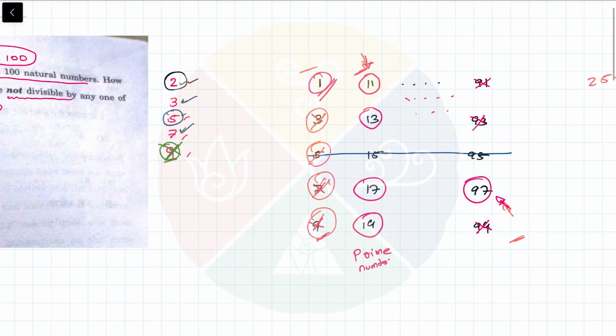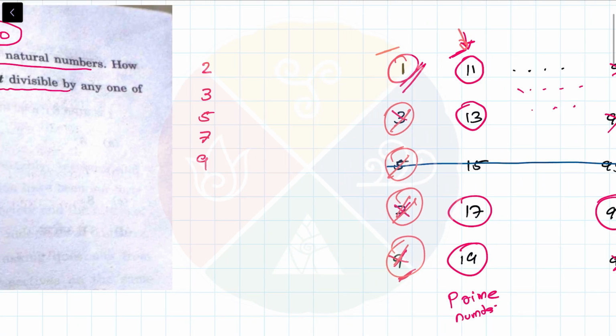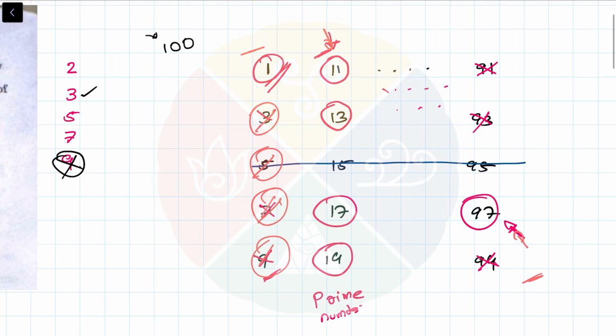Now the question is basically asking you to check the number of natural numbers between 1 and 100 which are not divisible by 2, 3, 5, 7 and 9. First of all, here itself I can eliminate the number 9, because if a number is divisible by 3, it is automatically divisible by 9. Now if I check, 1 to 100, the highest number itself is 100. We just saw, to check if 100 is a prime number, all you have to do is take the square root of 100 and you'll get 10.